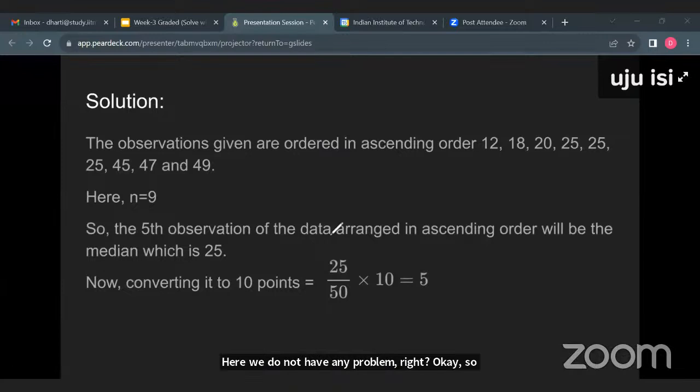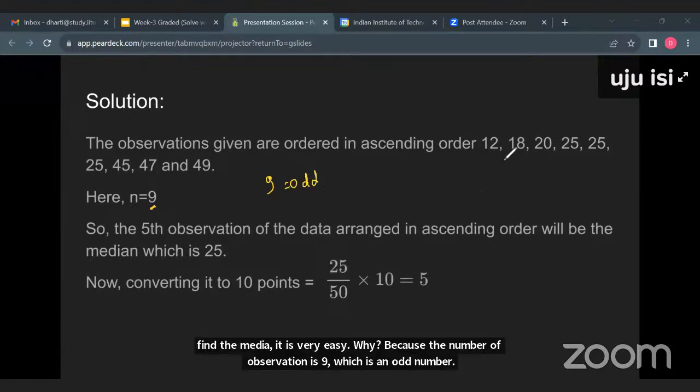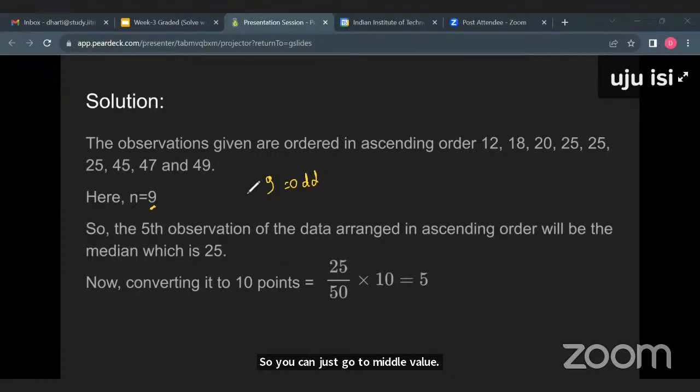What is median? Middle value. Or 50th percentile. But in this question, to find the median is very easy. Why? Because the number of observations is 9, which is an odd number. So you can just go to the middle value. So the middle value will be your 5th value only, right? Or you can count the 50th percentile. Both are the same, right?